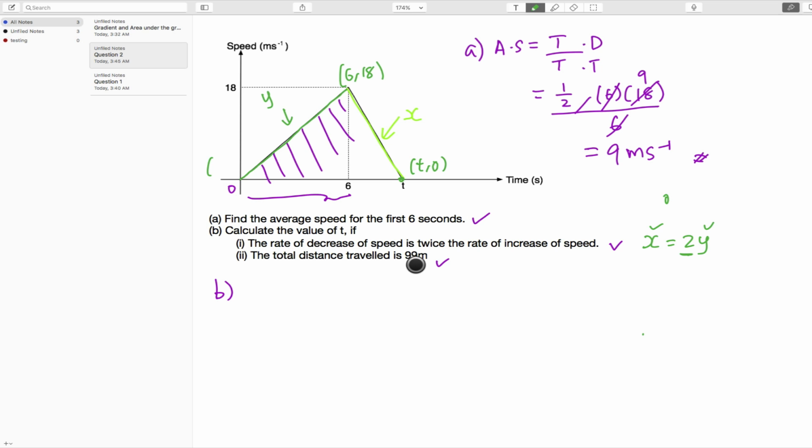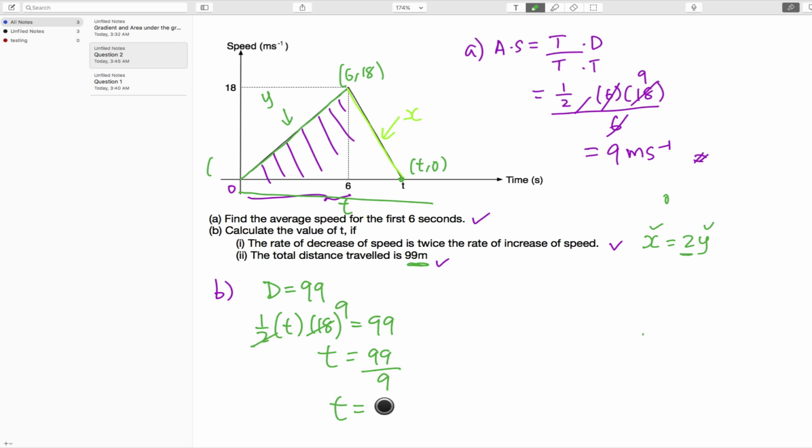So the total distance is 99 meters. Basically, the total distance is the total area of the whole triangle. We do not know what t is here, but since the question says the distance equals 99, I can use the area of the triangle: half multiplied by base, which is t, multiplied by the height, which is 18, and I get 99. Simplifying, I get 9t. Then t is just 99 over 9, so t is 11 seconds.